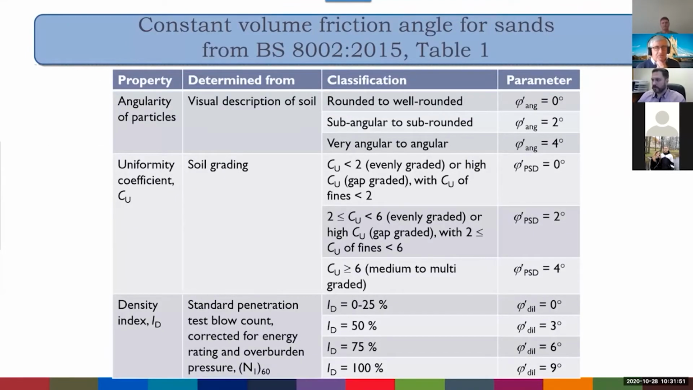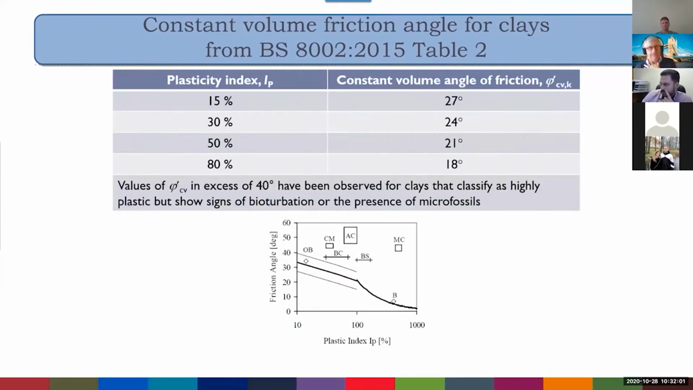And here are the tables giving you the values of phi angular, phi PSD, phi dilation for different conditions. I won't go through that. You've got that in your notes. And this is the justification for the constant volume angle of friction for clays. It actually dates back way back to Terzaghi and Peck. They had similar information. This is more modern data. But there's lots of testing to show that these sort of values apply.